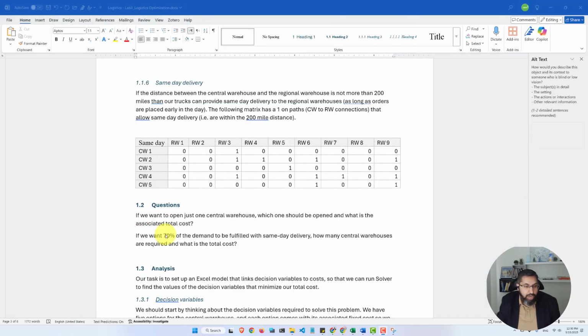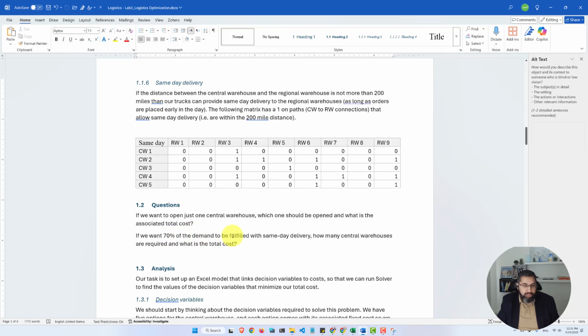So if you go back to the case, we have answered the first question. We should open Central Warehouse 2 and the associated cost, right? So you can type that answer into your lab document that you're going to submit, that we should open Central Warehouse 2, and the total cost that Solver found was 349,000, whatever, 400 something, right? You can type that in with your screenshots, right? Now let's answer the second question.